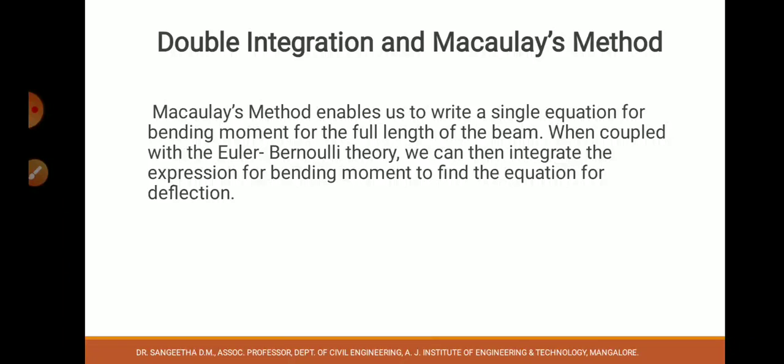So, there is a combination of two things. In Maculay's method, we are going to write one single complete equation for the bending moment. For one beam, we are going to write one equation for bending moment for the full length of the beam, and that equation is coupled with Euler-Bernoulli's expressions, and those expressions are integrated to arrive at the deflection. And when you are arriving at the deflection, there come some integral constants. Those constants are evaluated using the boundary conditions which we have discussed just before.